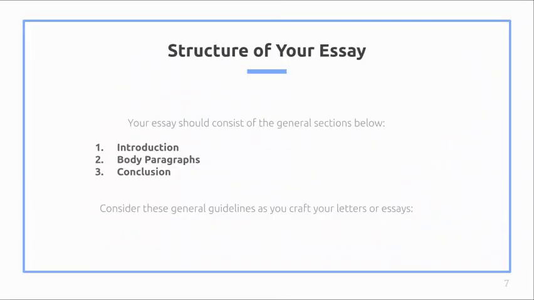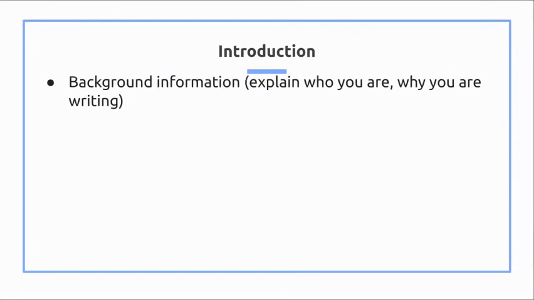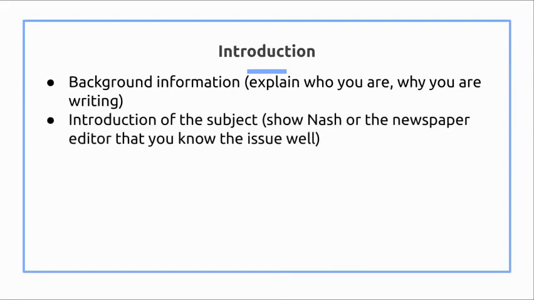Now, a few notes on structure. As always, your essay should consist of the general sections, intro, body paragraphs, and conclusion. A few things to think about for each of those sections. So first, your intro should have background information. Who are you? Why are you writing? Introduce the subject. Introduce Nash or the newspaper editor. You need to show them that you know the subject well.